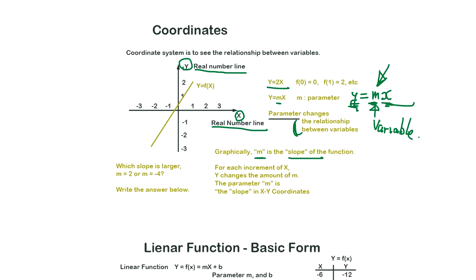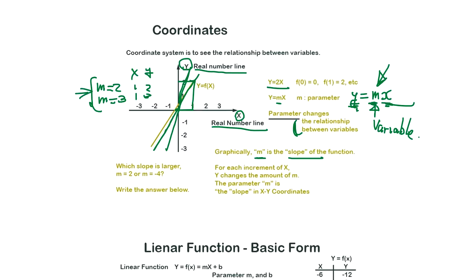For example, if m is 2, then x is 1, y is 2, right? So from 0, 0, x is 1, 2. This needs to go through. This graph is not correct. Okay. If m is 3, parameter has a larger value, the x is 1, y is 3. So it's going to be even steeper line. Okay. So graphically, parameter m is called slope.